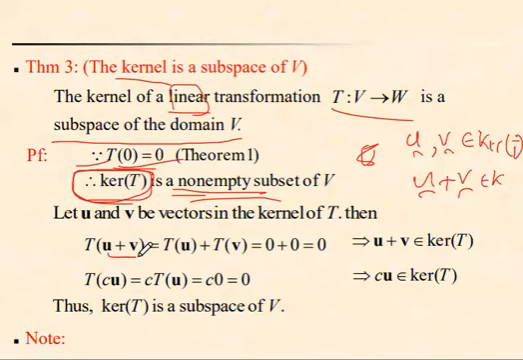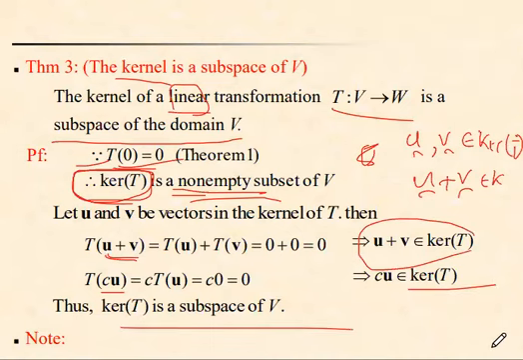Therefore, when you transform U plus V, what do you get? Again, you get the zero element. This maps to the zero element in W. That means U plus V is in the set kernel of T. Similarly, you can show scalar multiples are in this set. Therefore, the kernel of T is a subspace. It is simple.